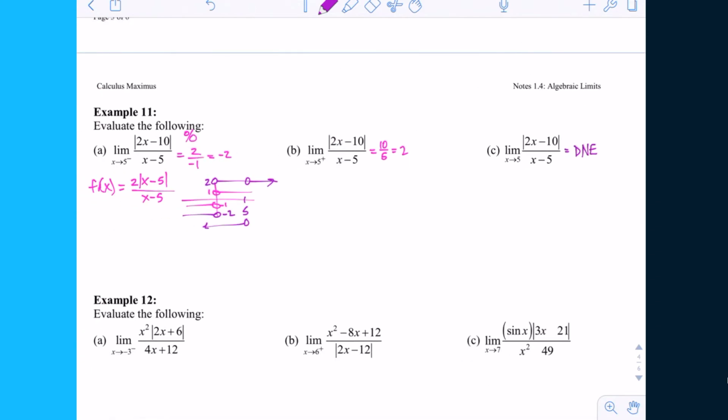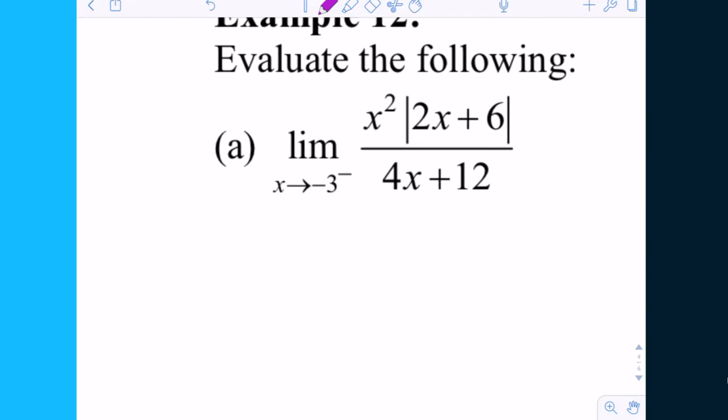All right, so example 12. Jumpman likes to party, as you can imagine. So he doesn't like to hang out by himself. Sometimes he gets together with some of his friends. Like here he is with x squared. What's up, x squared? Let's try direct substitution.